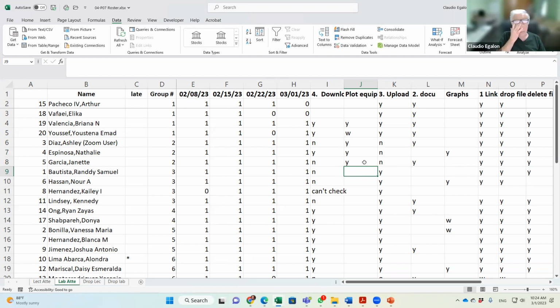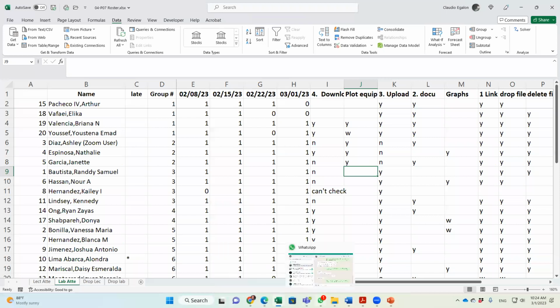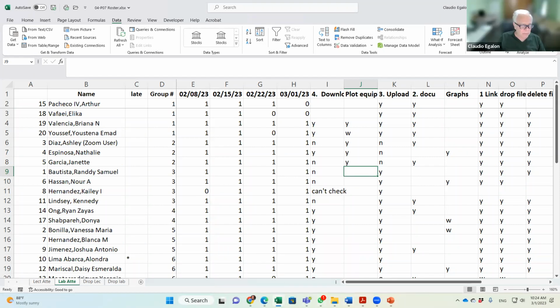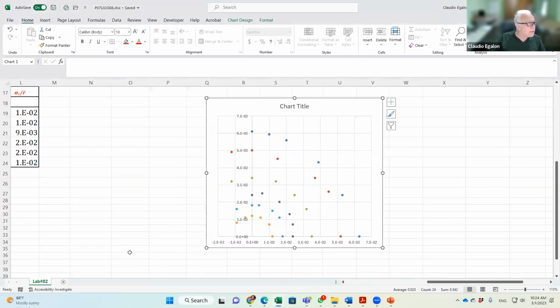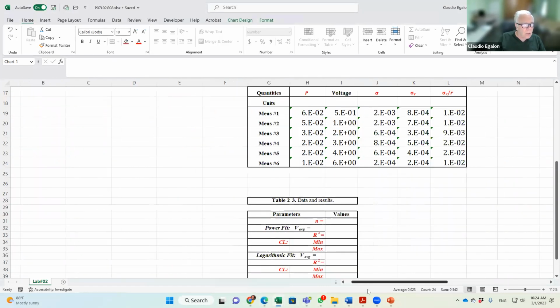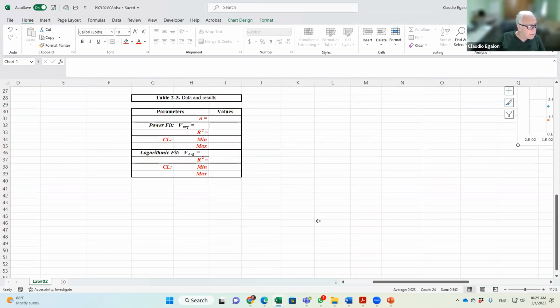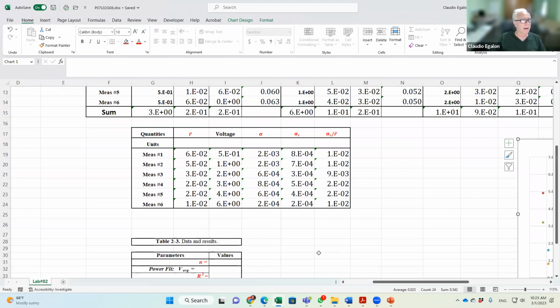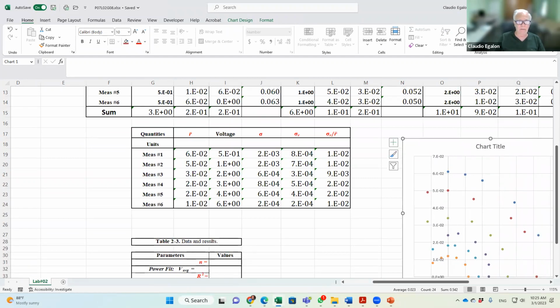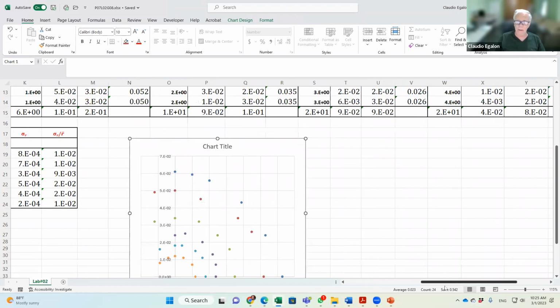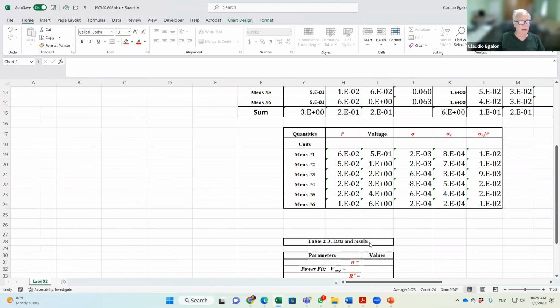Okay, and don't forget there's more to it, right? You've got to put everything with the right number of significant digits. And one more thing that needs to be done. Oh yeah, I didn't tell you that. That's the first graph. Okay, there must be a second graph as well.